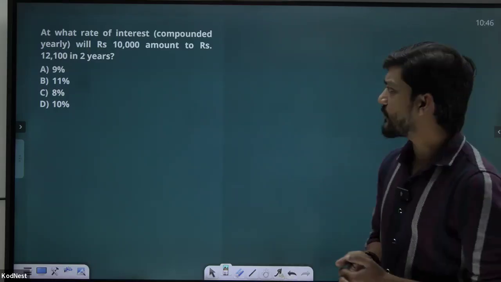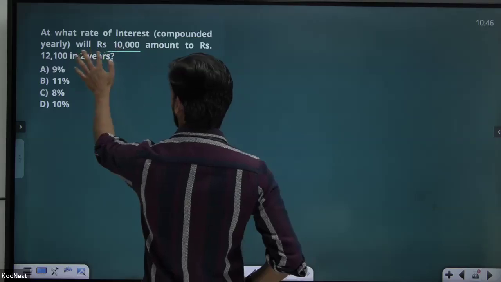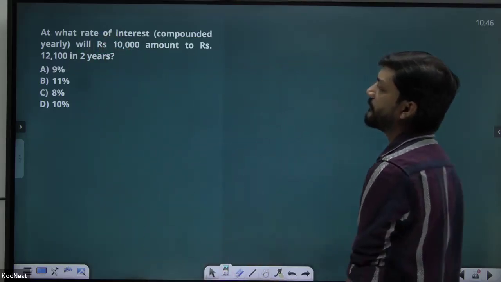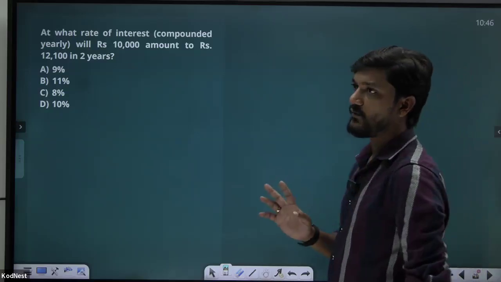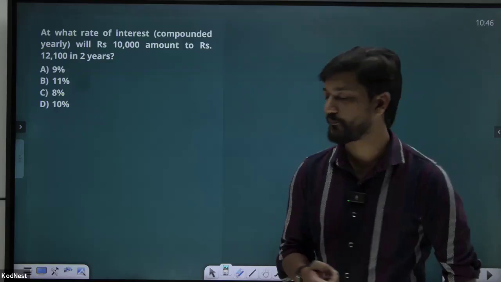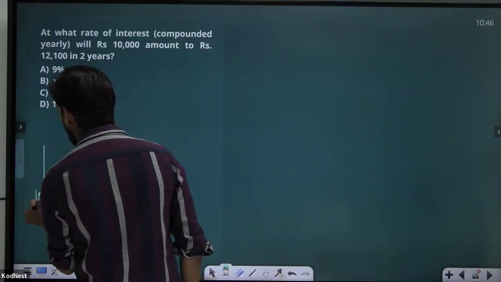10,000 is the principal. Whenever there are two values, the lesser value is always the principal. Okay, 10,000 principal. At what rate of interest? Rate of interest means percentage per annum. Please answer carefully.